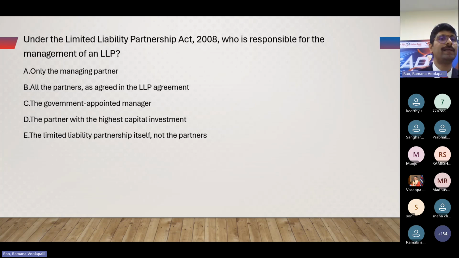Under the Limited Liability Partnership Act 2008, who is responsible for the management of an LLP? I'll read out the options also. Only the managing partner, all the partners as agreed in the LLP agreement, the government appointed manager, the partner with the highest capital investment, the limited liability partnership itself, not the partners. So we all know ultimately it is a partnership. The nature is partnership. All the partners as agreed in the LLP agreement will be responsible for the management of the LLP.